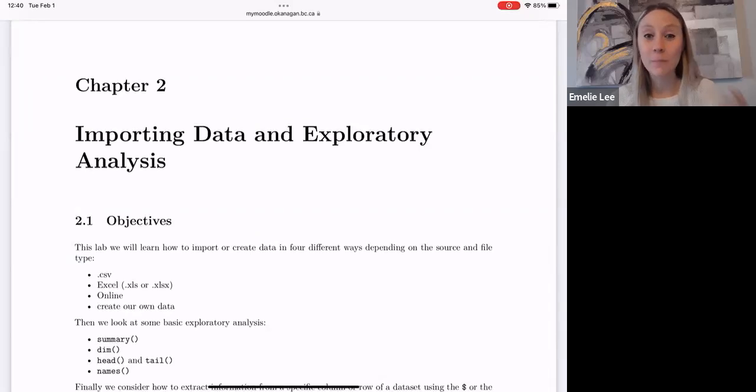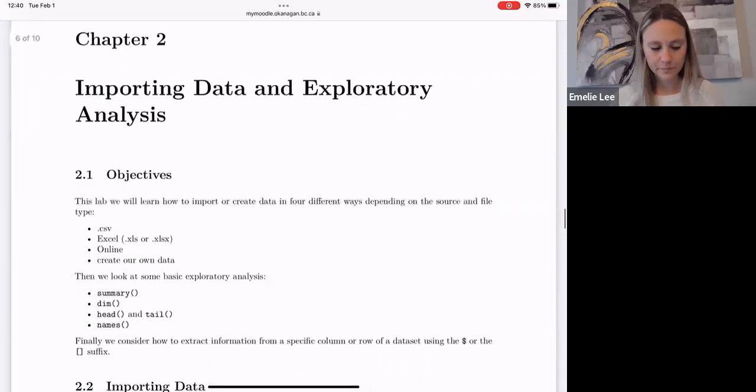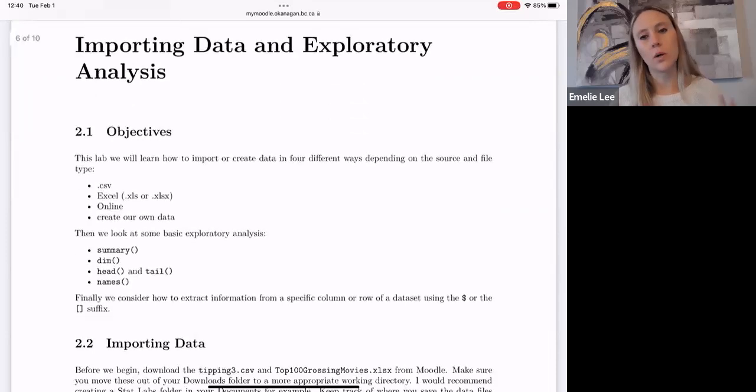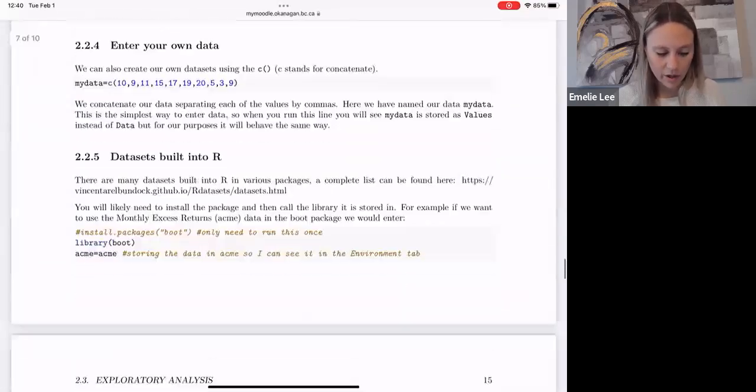And then chapter 2 is importing data and some very basic exploratory analysis, right? So exploratory data analysis, EDA, which we're going to keep talking about today. Just some core commands that you should have a good handle on, that you should rely on.